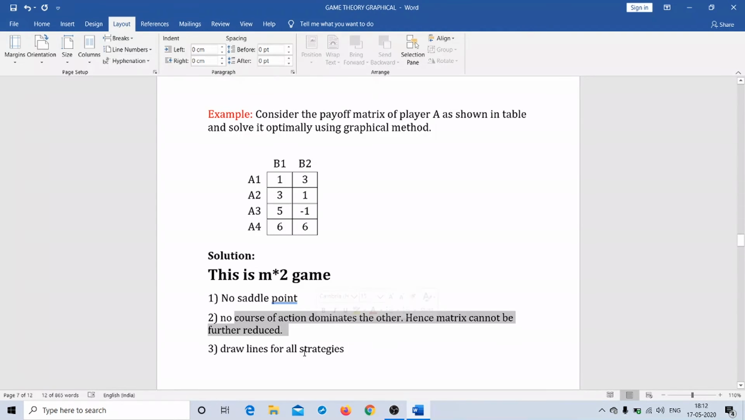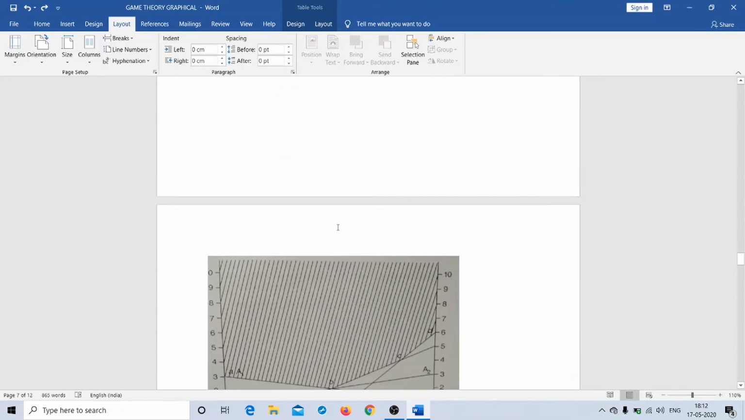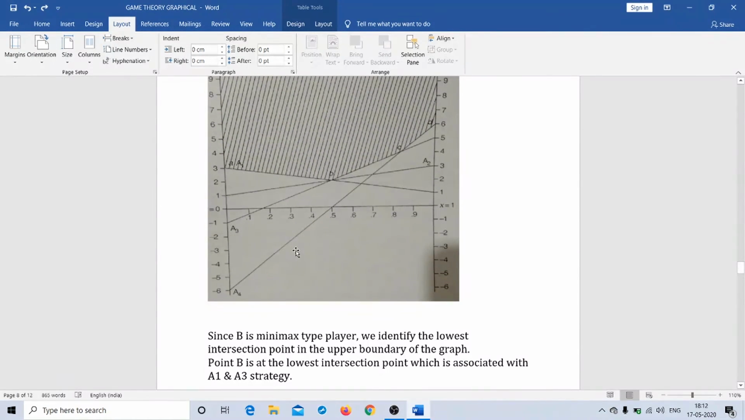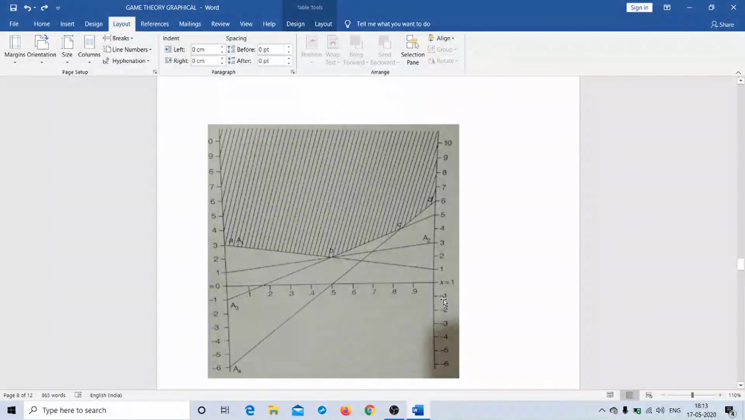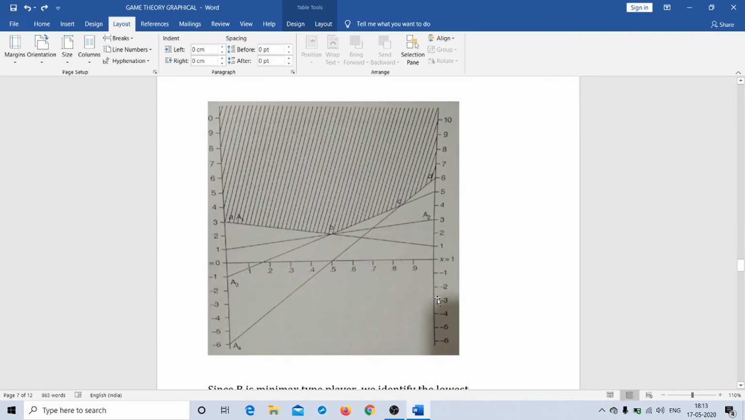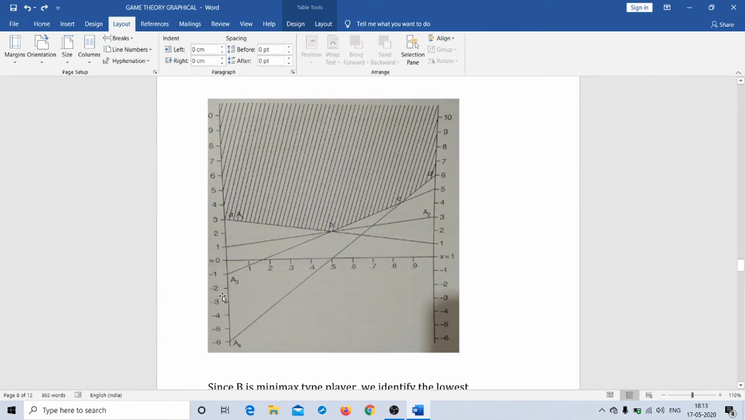So I'll end up drawing lines for all the strategies, right? So I have this player A1 strategy as 1 and 3. So here what I do is, I have these vertical lines. In the earlier case, the vertical lines belonged to player A, but here the vertical lines will belong to player B. So on the left hand side the vertical line I have used for B2, and on the right hand side I have used for B1.